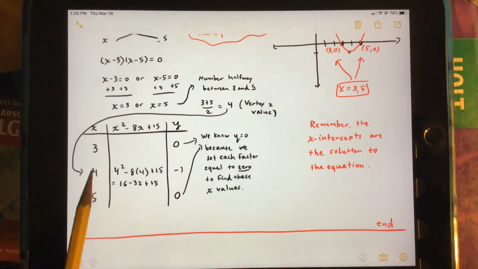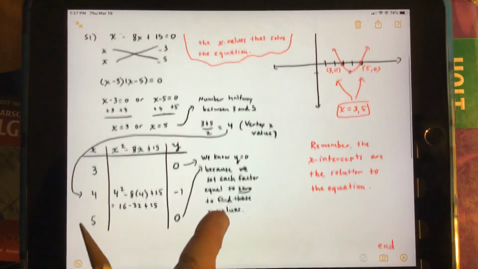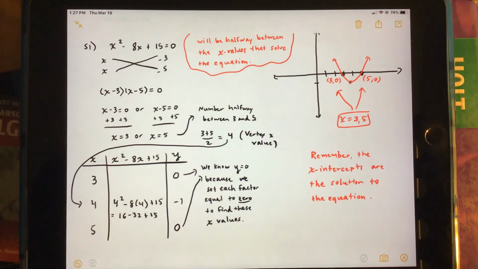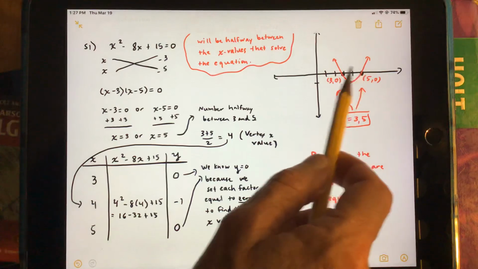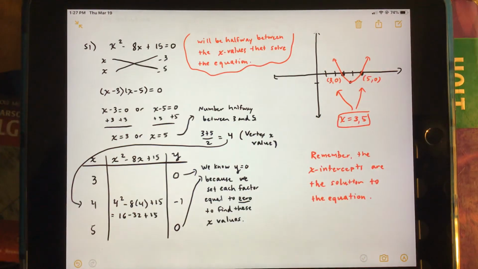Then we've used our middle column here to work out when x is 4 that y is negative 1. And then we're going to plot those 3 points on our graph, and that's what we're doing over here. We have our 3 points, 3, 0, 4, negative 1, and 5, 0 plotted on our graph. And we're noticing that the values x equals 3 and 5 are the x-intercepts on the graph. Those x-intercepts are the solution to the equation.